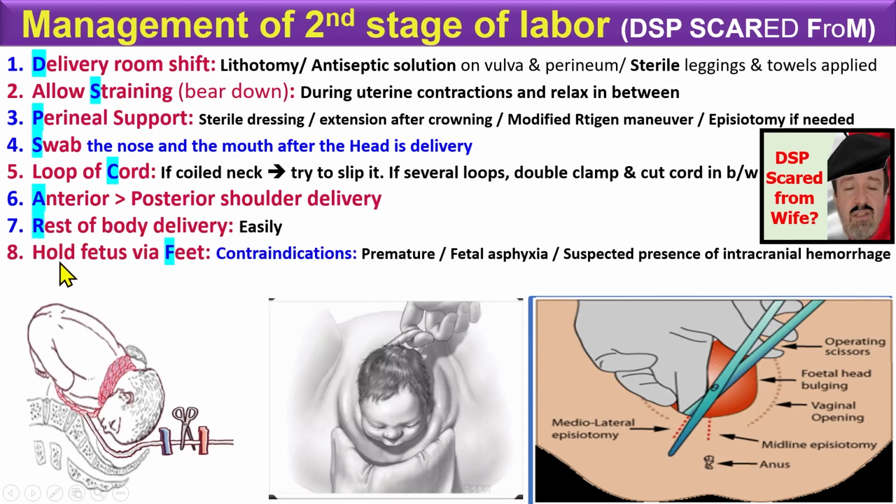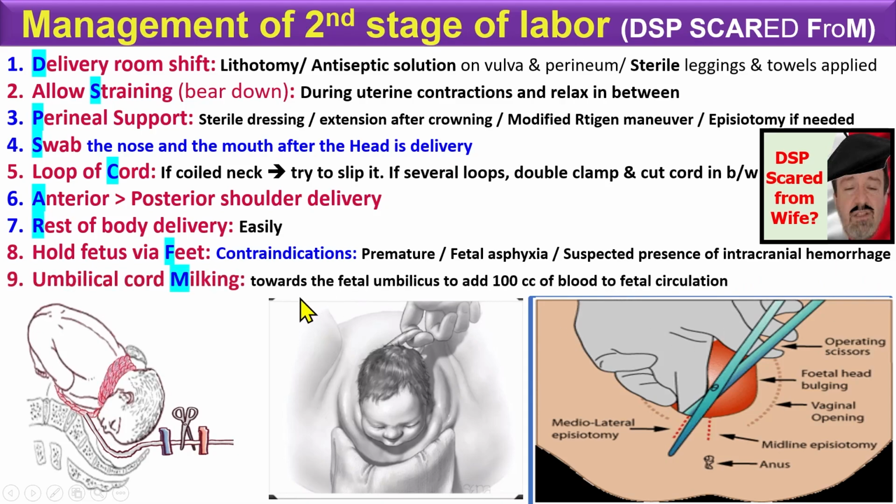Okay, and hold the fetus via the feet, but it's contraindicated if it's a premature baby, or fetal asphyxia, or a suspected case of intracranial hemorrhage. Okay, and the last step is umbilical cord milking toward the fetal umbilicus to add 100 cc of blood to the fetal circulation. So it should be avoided in preterm or in case of RH incompatibility.